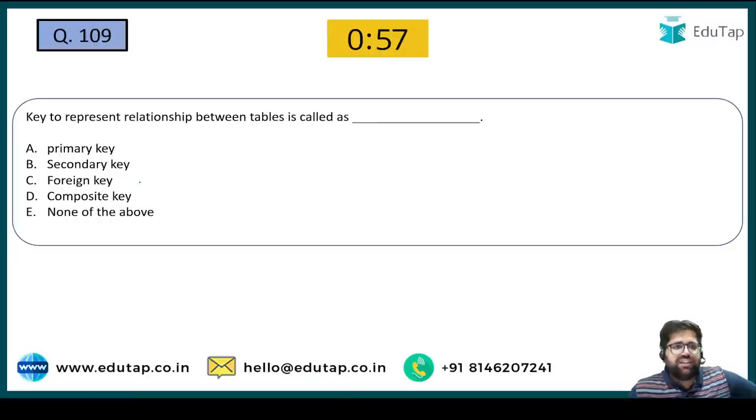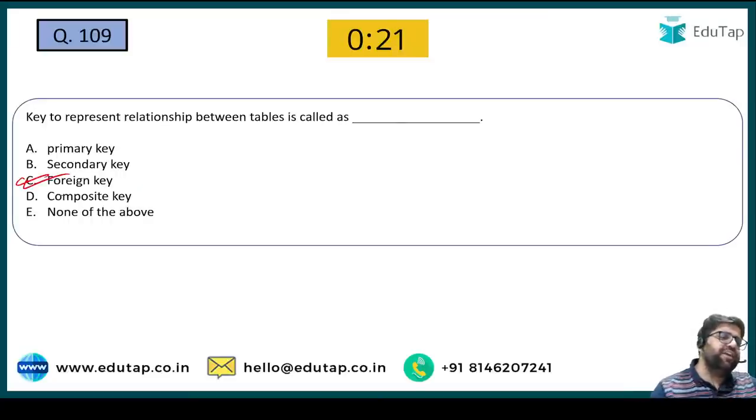109. Key to represent relationship between tables is called as. We have just discussed this particular component. Question number 109, my friends. Come on. Second last question of our session. Enough of gruesome session today again. Yes, it's a foreign key. Why it's a foreign key? Because it gives the relationship between two tables.